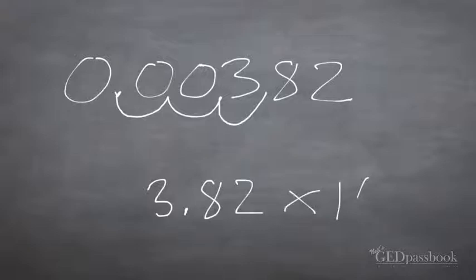3.82 times 10 to what? Negative 3. Did I finally bring Danny down? Did I finally stump you? Not yet.